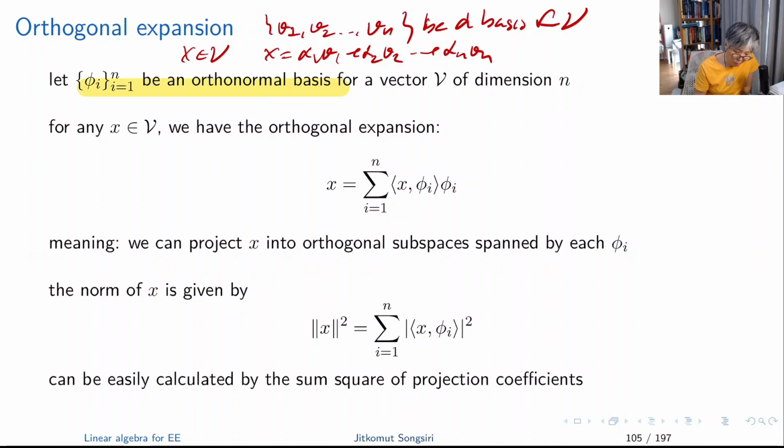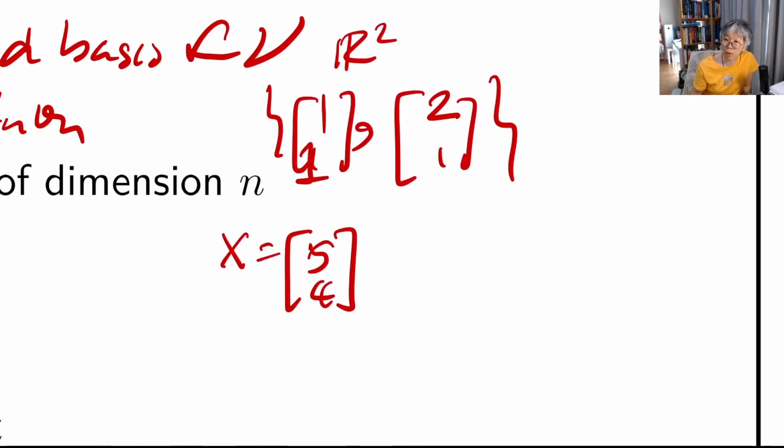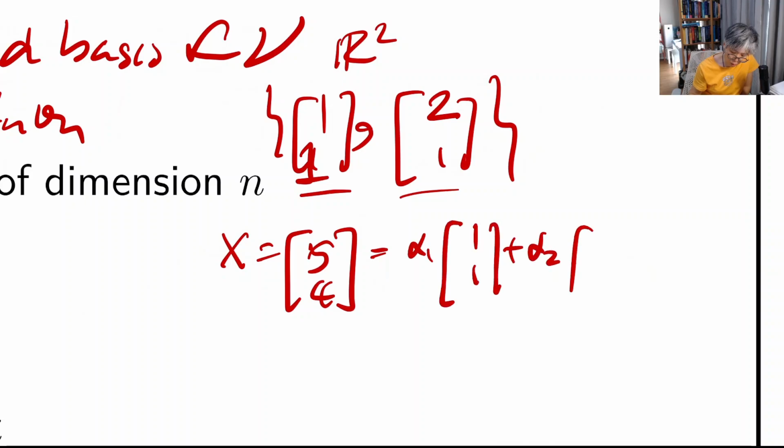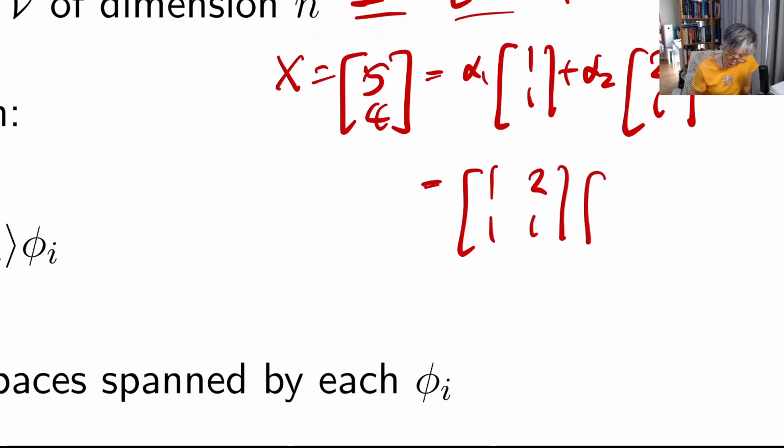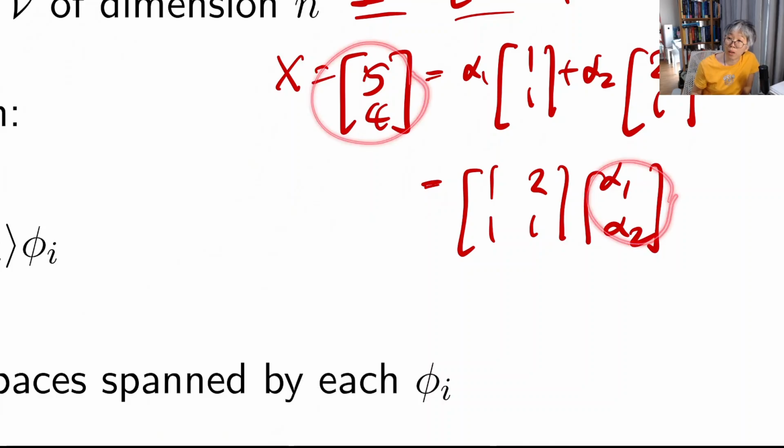All right. For example, if we talk about R2, I can say, please verify that these two vectors are linearly independent. But if I ask you what my x, which is (5, 4), what is my representation of the vector (5, 4) as a linear combination of these? I must write it as alpha 1 times (1, 1) plus alpha 2 times (2, 1). And then I need to solve the equation where the left-hand side is (5, 4). I need to solve for alpha 1 and alpha 2.